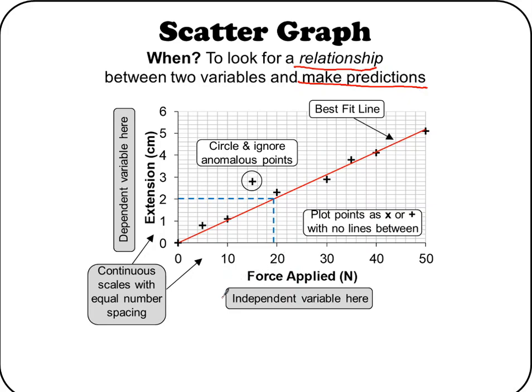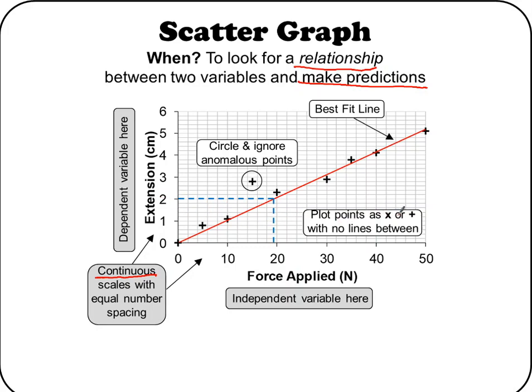to go. Your independent variable comes on the horizontal axis, your dependent variable on the vertical axis, and both of those have what we call continuous scales. So that means, in this case, 5 squares is 10 newtons. Another 5 squares, another 10 newtons. 5 squares, 1 centimetre. 5 squares, 1 centimetre added on.